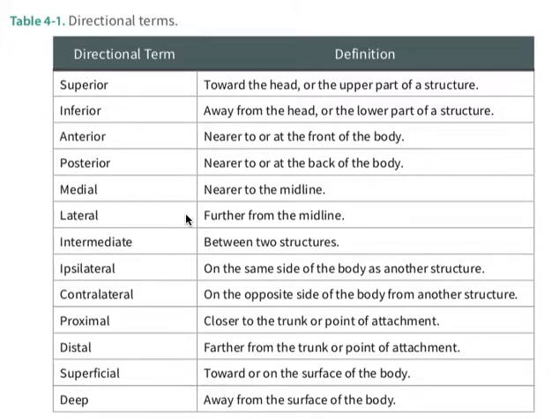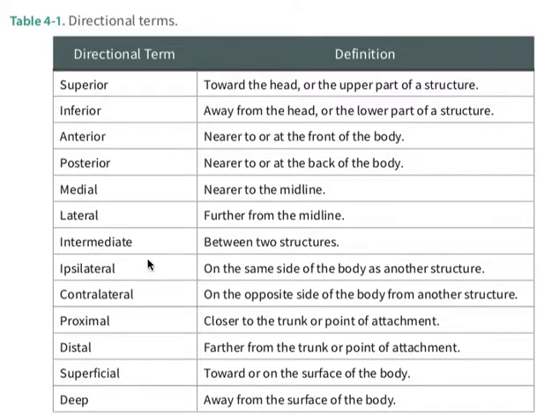So for example, you could say the heart actually rests right on the midline. So the heart would be medial to the lungs, which are on either side of the heart. And the lungs would be lateral to the heart. All right, the next term is called intermediate. The term intermediate means between two structures. It's not a term that I use very often.